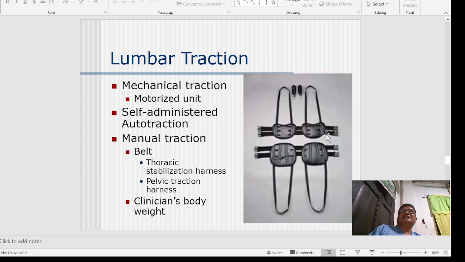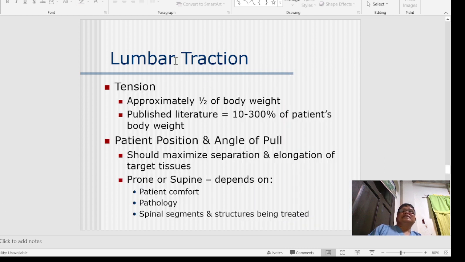So ano siya, gaina ang nakita nato? These are the harness para sa chest, then para sa lumbar. Okay? Na ginagamit. And then tension is applied approximately, the maximum niya is 1/2 of the body weight. Okay? Para ma-separate ang vertebra. So patient position and angle of pull should maximize separation and elongation of target tissues. So kinahanglan na siya, no?